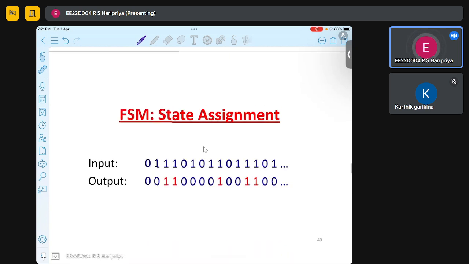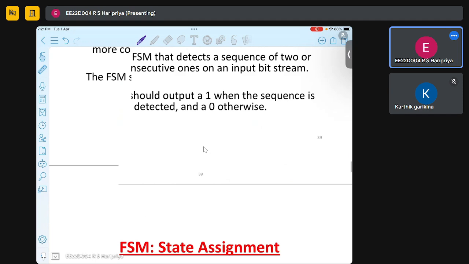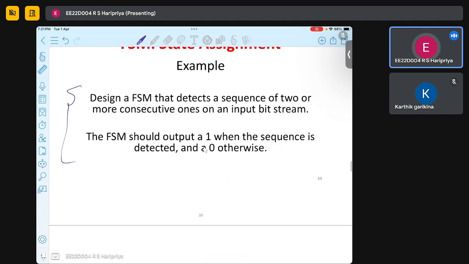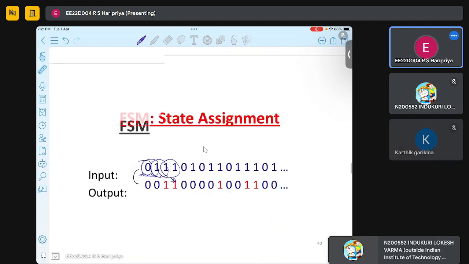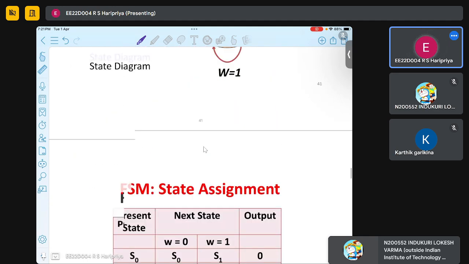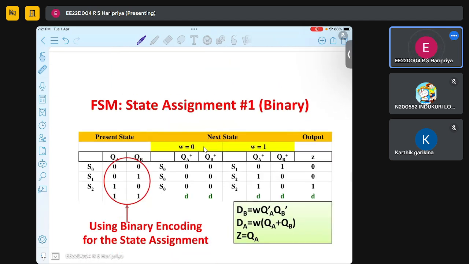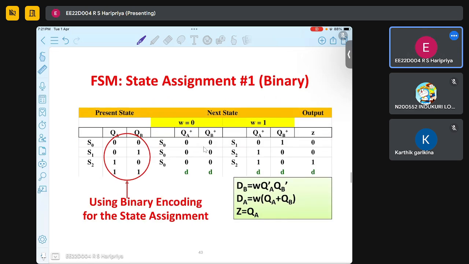So this is some example where, given 0, this is 0, this gives 1, this gives 1. So some FSM from this example. This is the state diagram and state table. Now we should go for the encoding.